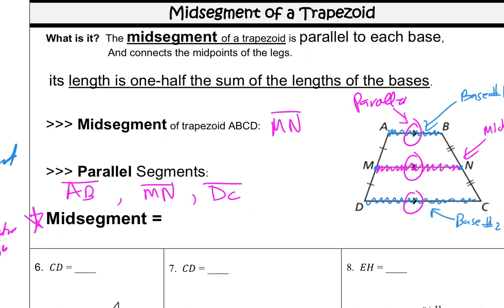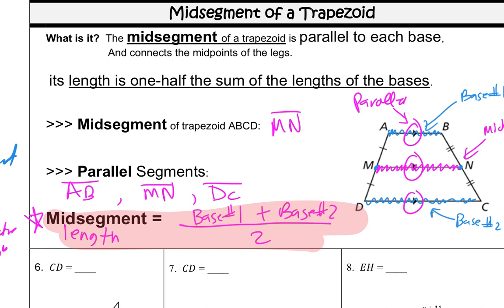So here's the mid-segment formula. Here's the main thing. The length of the mid-segment is equal to base number 1 plus base number 2, divided by 2. That's our mid-segment formula. Its length is 1/2 the sum of the lengths of the bases. Sum means we add the lengths of the bases, base 1 and base 2, and 1/2 means divided by 2. So that's the same thing.